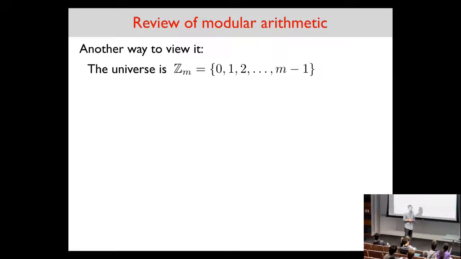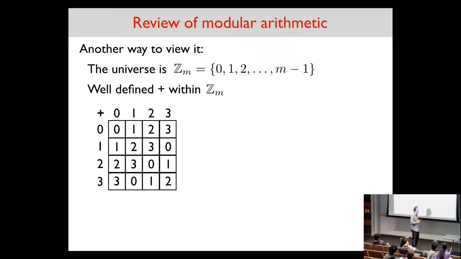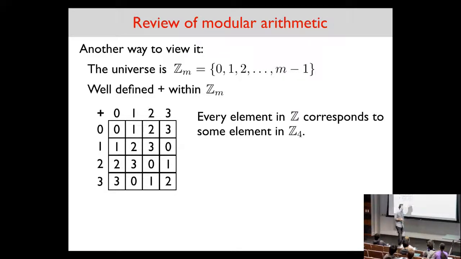Now, here's another way to view it. You can say, well, my universe is actually going to be the set Z sub M. So it's the elements 0, 1, 2, up to M minus 1. And we're going to define now our operations, plus, multiplication, and so on, within this set. So I can define a plus within the set, and then get this nice-looking table, the kind of table that we've already seen on Thursday.